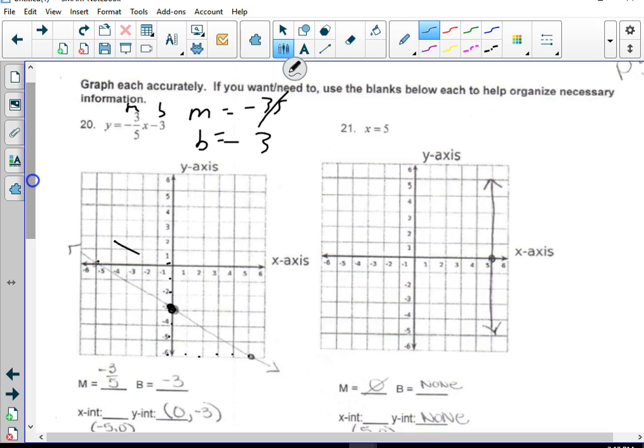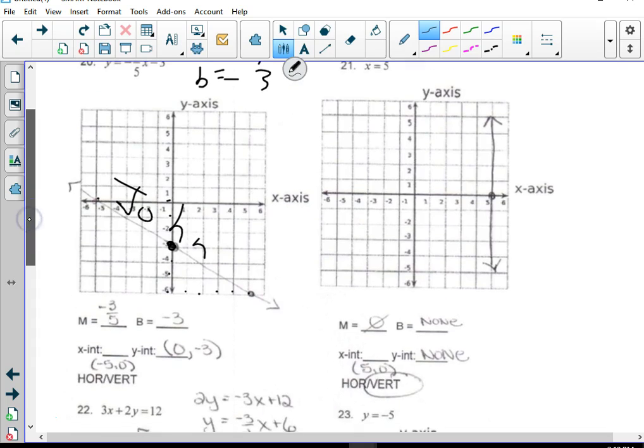Now remember, check your work. Okay? I have a -3/5 slope, so my line should be going down to the right. My line should be going downhill. X equals 5. Well, let's finish this one, sorry. So, what's my slope and my y-intercept? I got it right here. And my y-intercept and b are the same thing. The x-intercept, I already found, is right there, -5, 0. Okay? And that doesn't apply to this one.